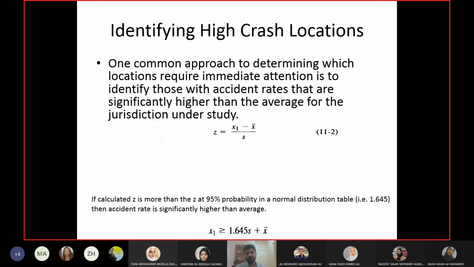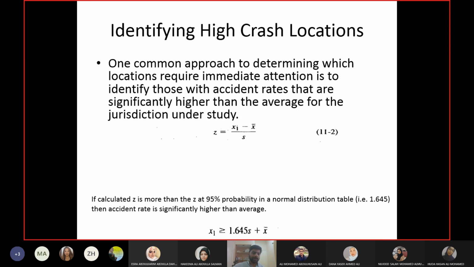Okay, let's say the average is 20 crashes per million entering vehicles. Just for an example, let's say the average is 20. Then if a site has 21 crashes per million entering vehicles, some of you may say the difference is significant, it's one crash, and some of you may say the difference is not significant. Another site has 22 crashes. Again, the opinion will be divided.